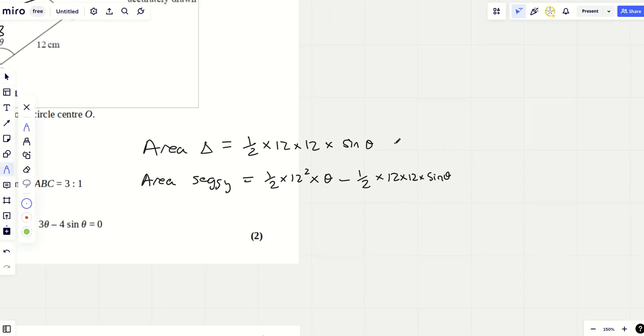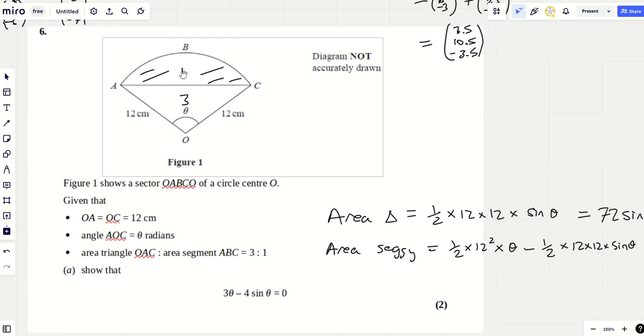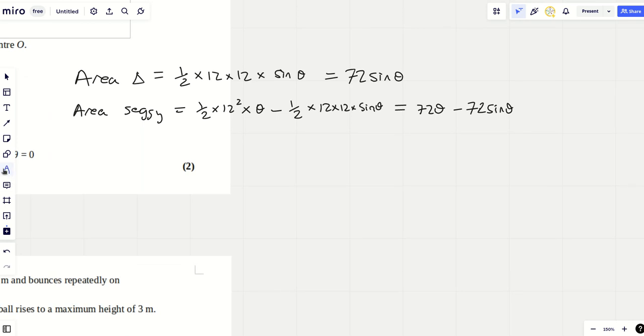This comes to 72 sine theta. And this comes to 72 theta minus 72 sine theta. Cool. Now, what do we know? We know we need to multiply the segment by 3 to get the triangle. Yeah, and unfortunately, you didn't get a method mark till you set up a correct equation.